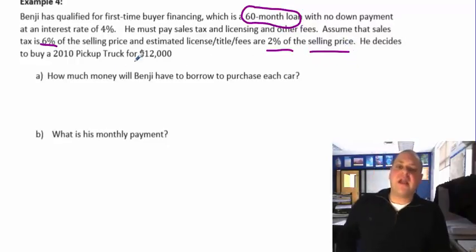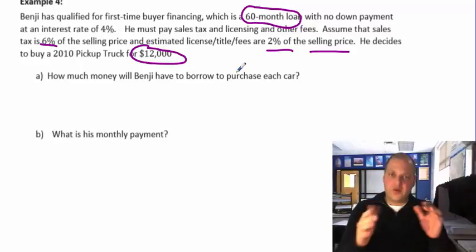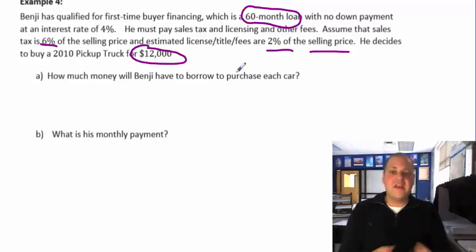He decides to buy a $12,000 truck. So he already knows my truck's $12,000. But when you buy a $12,000 truck, it's not just $12,000, it's $12,000 plus tax plus fees. And 6% of $12,000 is not like 50 cents, okay? So you have to figure that out first. That's what we're going to do here. How much money will Benji have to borrow?